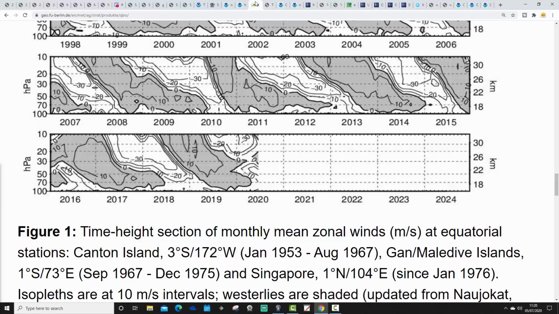This is from the University of Berlin. So the darker areas are the westerly QBO phases. These are the westerly QBO phases. The white areas are the easterly QBO phases. And so you can see we should be going into easterly QBO. The white area is descending or trying to descend down, and so 2020, 2021, this should be an easterly QBO phase. But look what's happening up the top of the stratosphere, a little bit of westerly QBO up there.